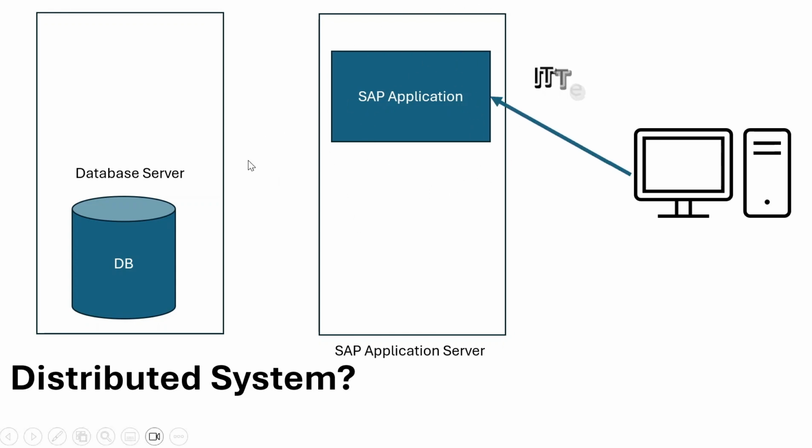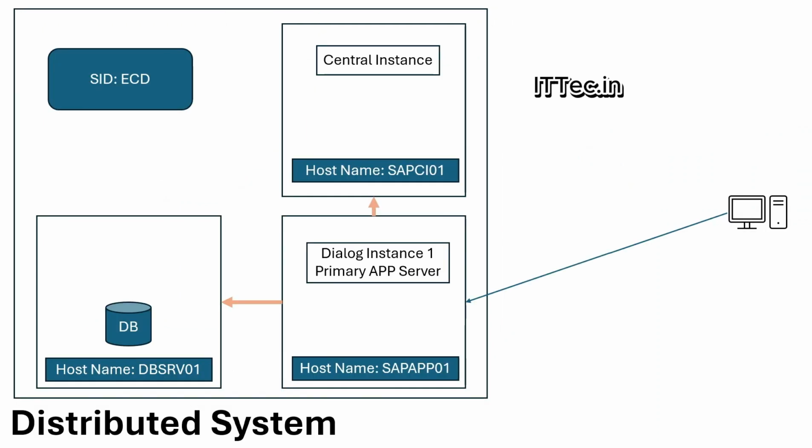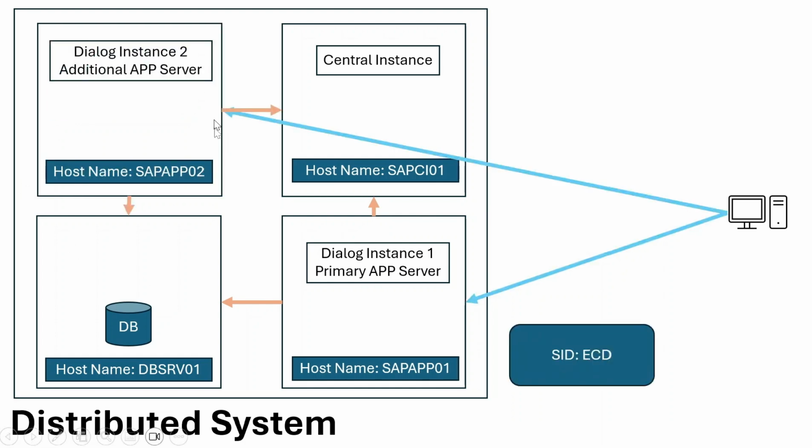Then what is a distributed application? The distributed application would be this. Here in this scenario, I have three servers. On one server we have the central instance. On another server we have the dialog instance. On another server we have the DB system. Now keep in mind that we call it a distributed system not because of the DB, only because we have the central instance and dialog instance on two different servers. That's why we call it a distributed system. And we can have one more server for one more dialog instance or one more application server.